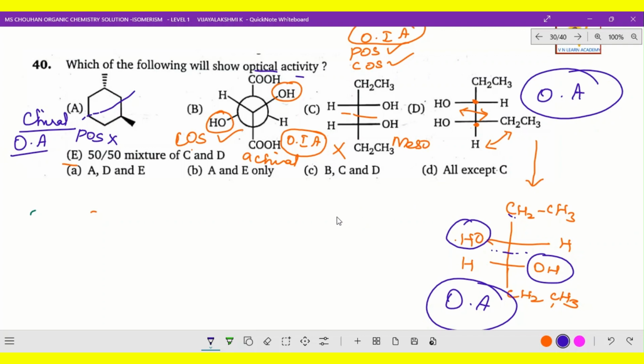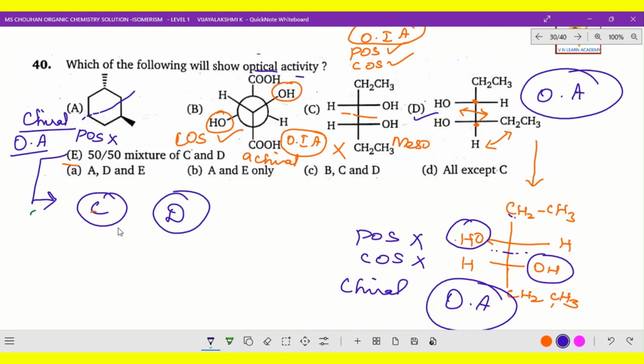It's a chiral compound. So here POS, COS is absent. It's chiral. So option D is optically active. Option A also is optically active. And option D, they have given in a typical way, a 50-50 mixture of C and D. 50-50 percentage of C and D, right? So that means C is what? C is meso. So meso is not optically active, and the other is optically active now.